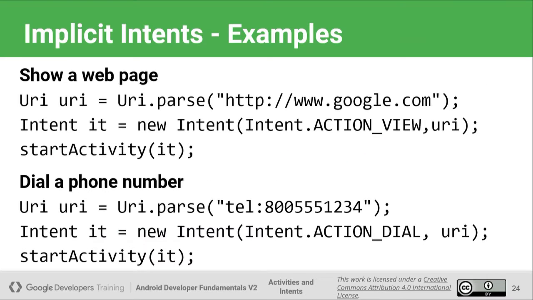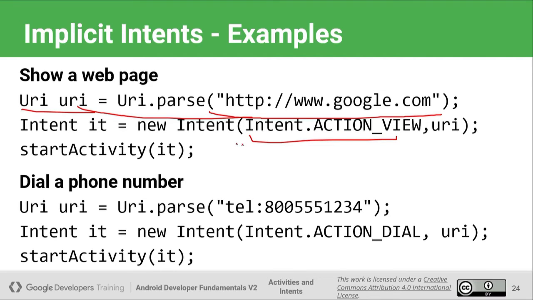So let's see some implicit intent examples. Here is a URI.parse. This is the URI that needs to be parsed in the intent, and we are passing this URI in this intent, like this: Intent.ACTION_VIEW with the URI. These are predefined constants in intents. This means that we are going to view some URL, and that URL is viewed by this ACTION_VIEW property.